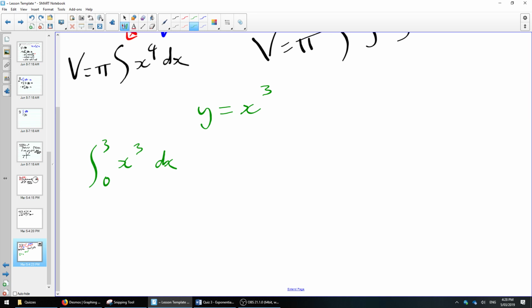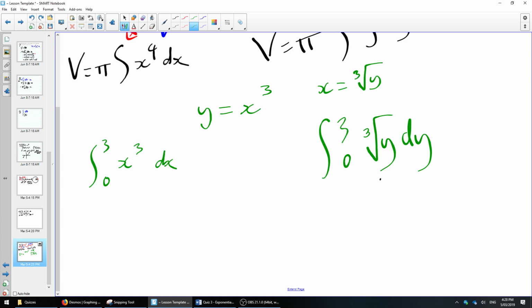But if I wanted to find it around the y-axis, I'll need dy, meaning I need x by itself. Not x cubed, so I'm not going to do that. Then you do x equals the cube root of y. And then integrate that, which we then change to y to the power of 1/3. Blah blah blah.